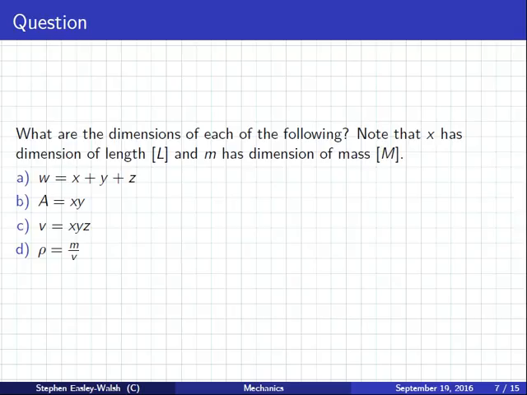How are we doing on these? Finished? Okay, so what's B? Length squared. And C? Length cubed. And then the last one, D? Length to the power of minus 2.